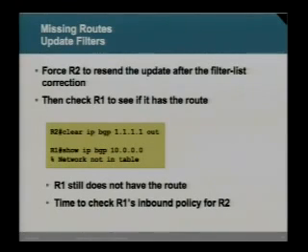Okay, so that's one issue. So we force R2 to send update after the filter list is corrected. Then we see if R1 has the route. Clear IP BGP out. Show IP BGP network 10. Well, on router 1, it's not in the table. R1 still doesn't have it.